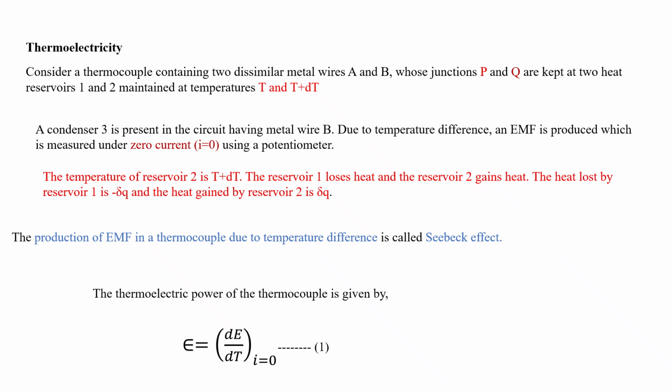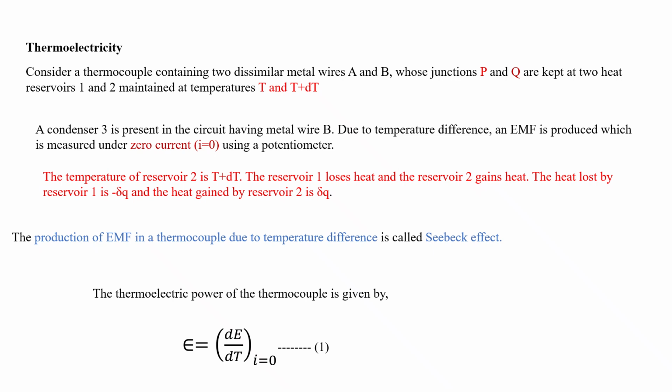So thermoelectricity consists of a thermocouple. Thermocouple A and B, which are connected, P and Q are connected through a metal wire. A and B are kept in two heat reservoirs 1 and 2. So the junctions P and Q will be maintained at two different temperatures T and T plus dT. A condenser 3 is connected to this circuit.